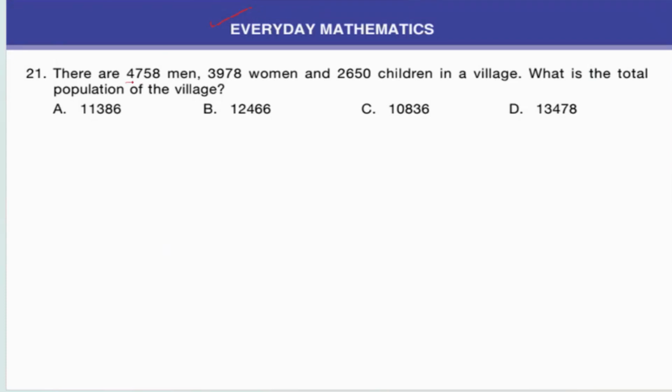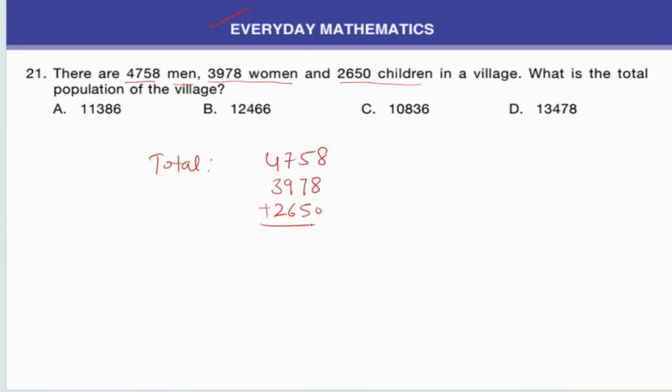There are 4,758 men, 3,978 women, and 2,650 children in a village. What is the total population of the village? What do you understand by total? Total means I have to add, right? So men are 4,758, women are 3,978.